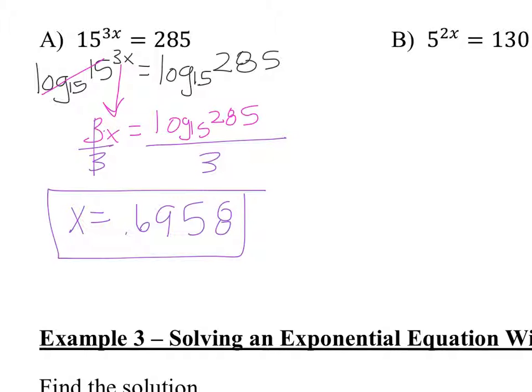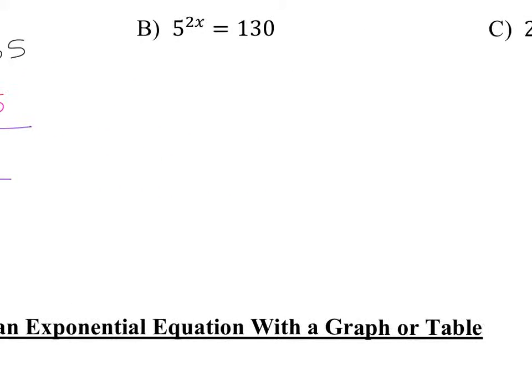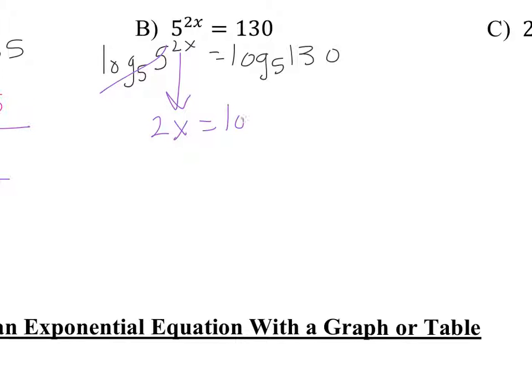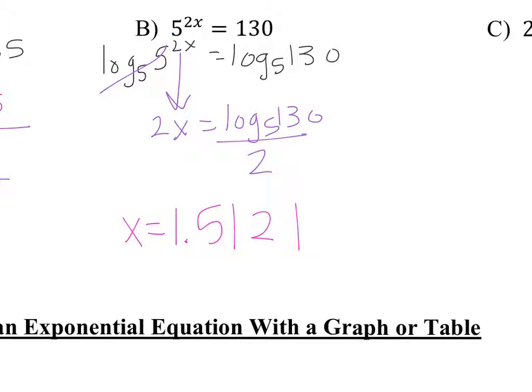So the second one, I have a base 5 there. So I'm going to do log base 5 of 5 to the 2x power and log base 5 of 130. Same base on both sides. These two bases cancel. So it's just your exponent right here is equal to log base 5 of 130. Divide by 2. And you should get that x is equal to 1.5121. You should try C by yourself.